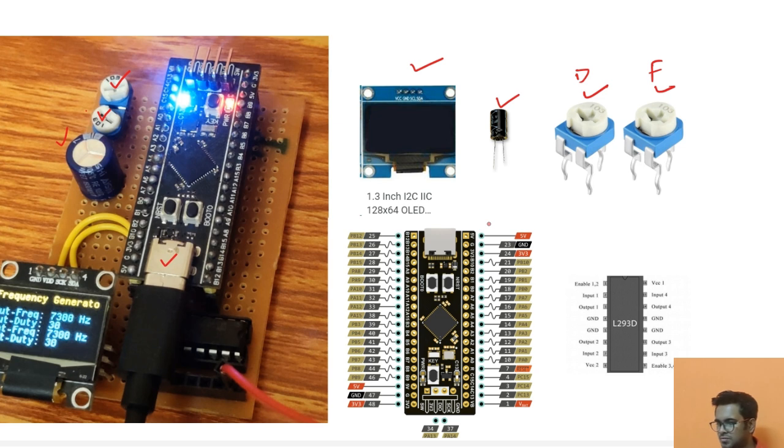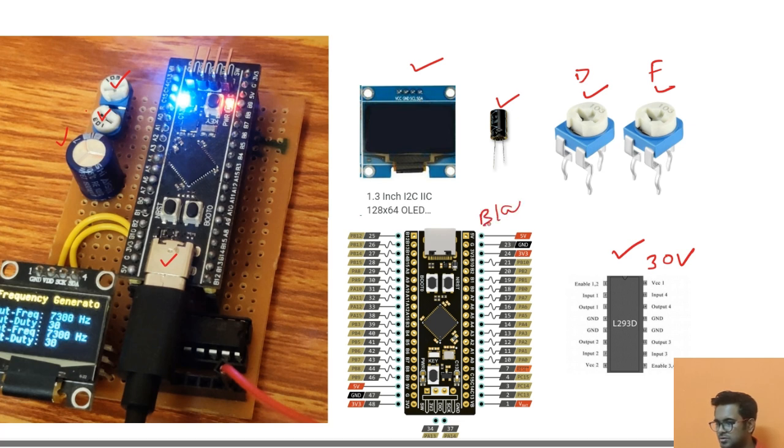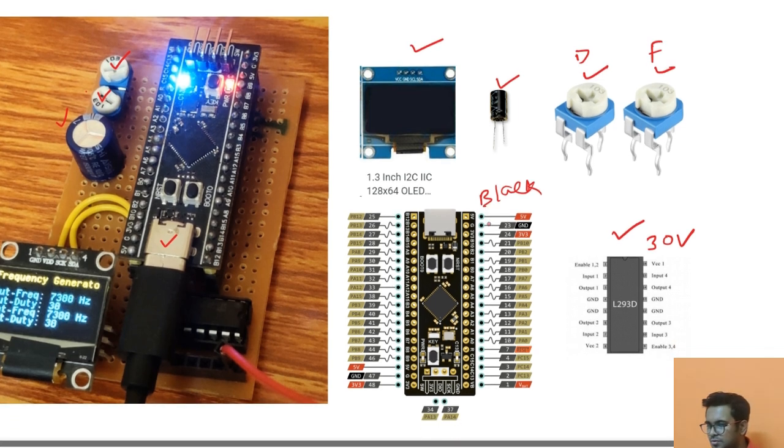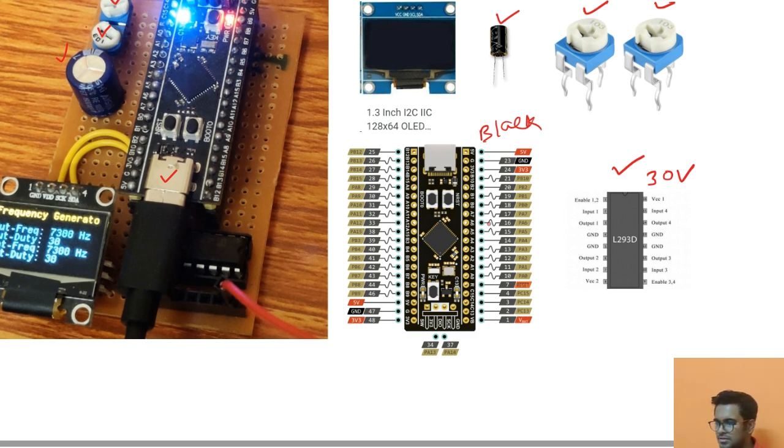We are also using one L293D chip. I am using this as an amplifier that can amplify the signal up to 30 volts. This is the microcontroller which I am using, a black pill. It's an STM32 F401 microcontroller, and I think it is very cheap to get in the market. Using that, I have made the project. I am also using a Vero board, where I have soldered all the components to make a compact layout.